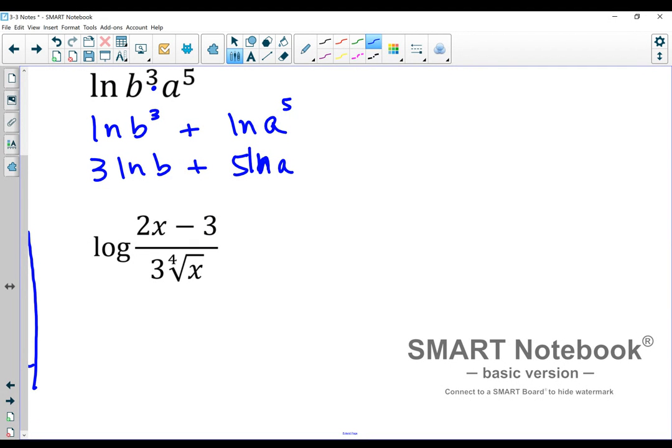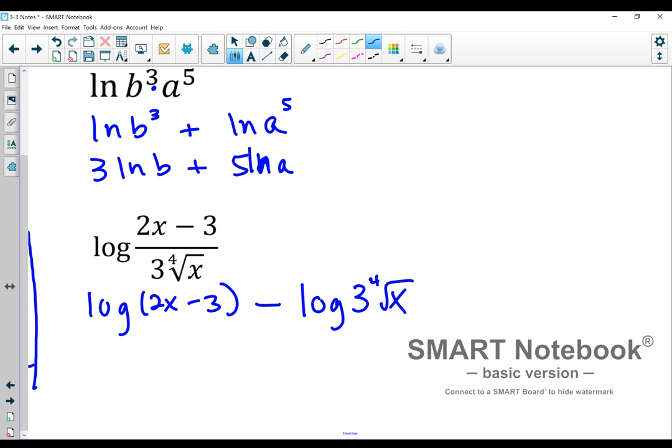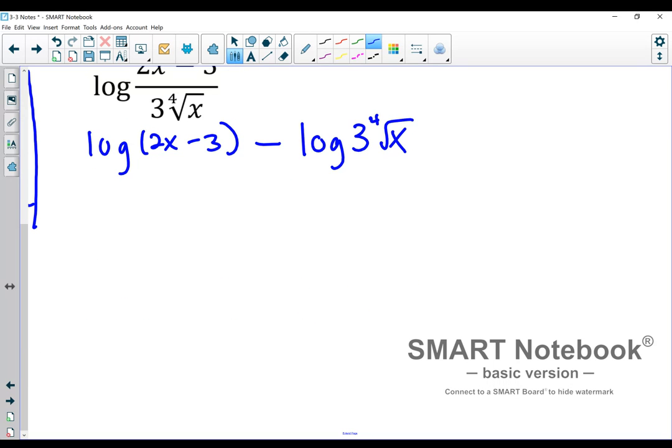So expanding here again, log of 2x minus 3. I have to have parentheses here so I know it's of the whole thing, minus, because I'm dividing, log of 3 times the fourth root of x. So let's see. The log of 2x minus 3 I have to keep because I don't have any rule for breaking apart subtraction, and that's the part I'd have to deal with first. But I do have a 3 times the fourth root.